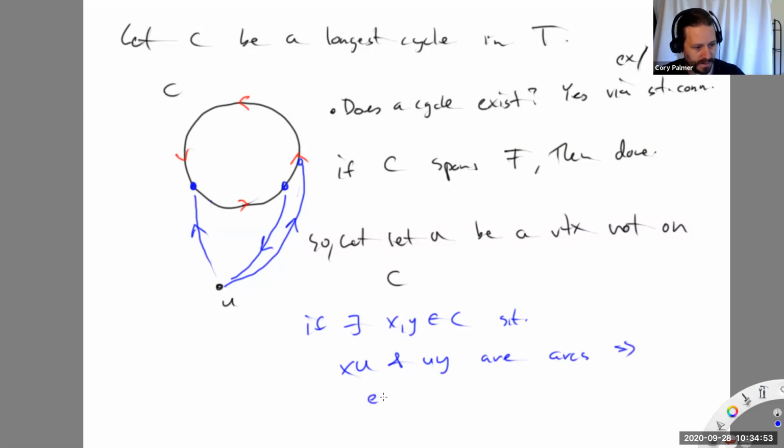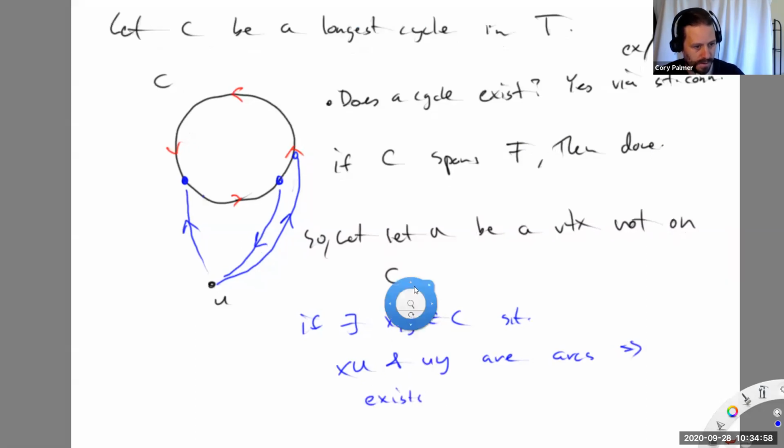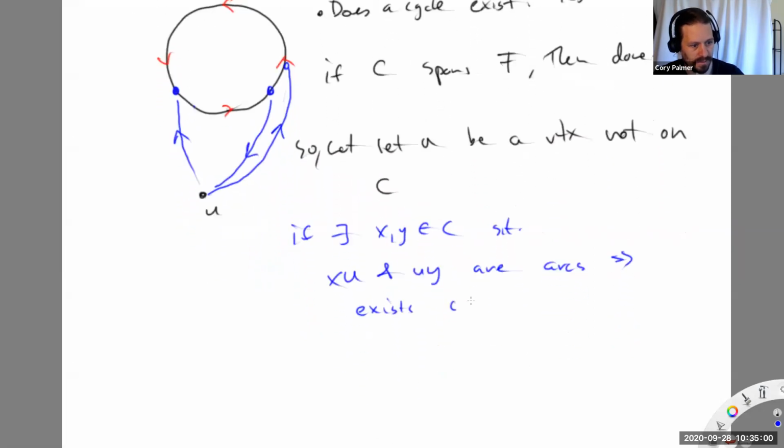then there exist consecutive A, B with the same property. So if there's an edge that points away from U and an edge that points to U, then we can guarantee that there are two such vertices that are consecutive on the cycle, that form this thing here.